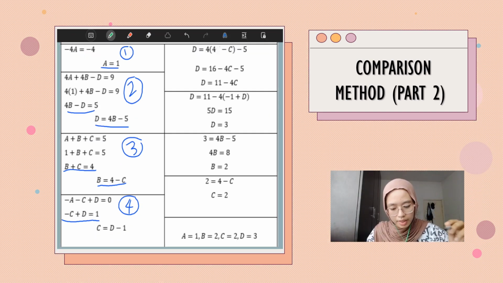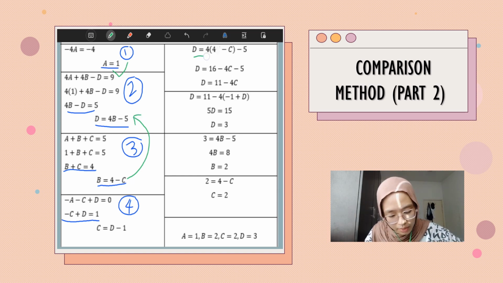Next, we need to find the values of b, c, and d because we already found the value of a, which equals 1. So the next step is I will insert the equation of b into d. So it will become d equals 4 times 4 minus c, minus 5. So we will get another equation which is d equals 11 minus 4c.